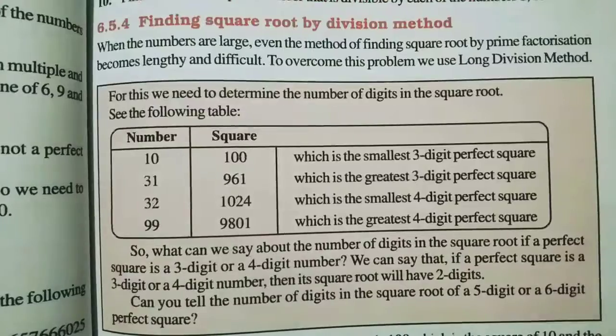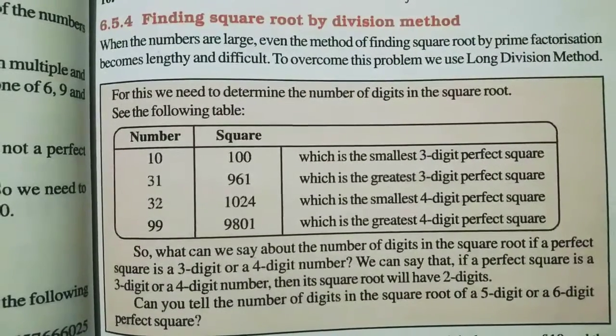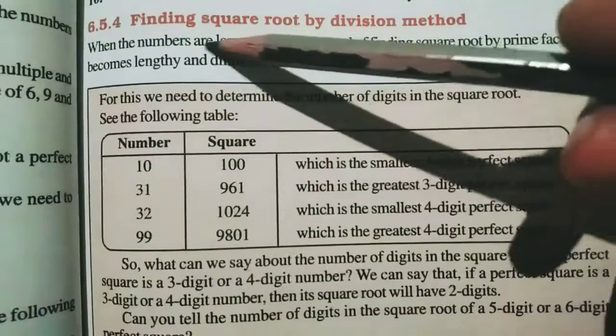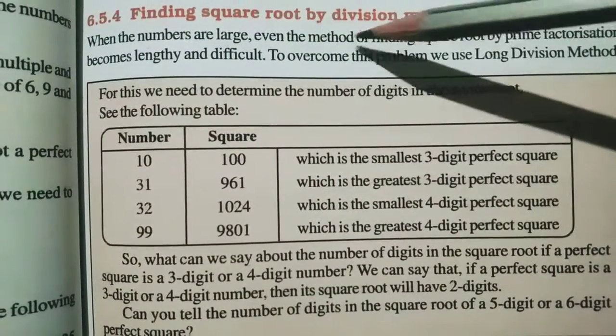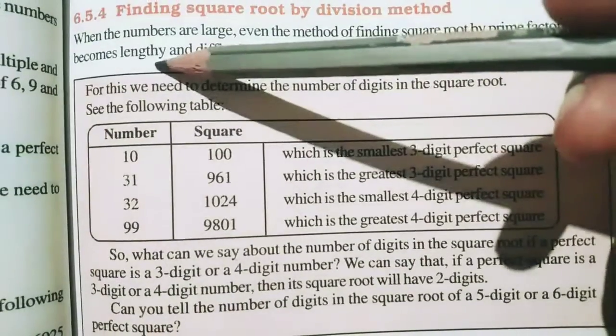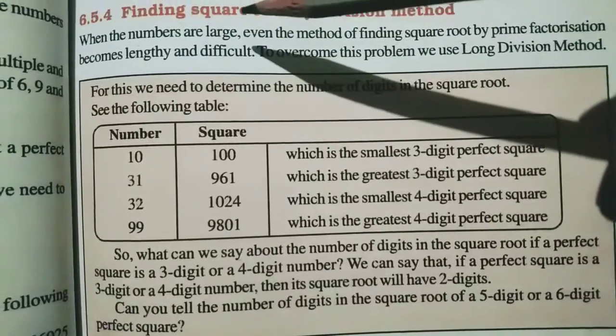But what is the need of this new method? So here you can see the answer: finding square root by division method when the numbers are large. Even the method of finding square root by prime factorization becomes lengthy and difficult. Okay, this is the reason.